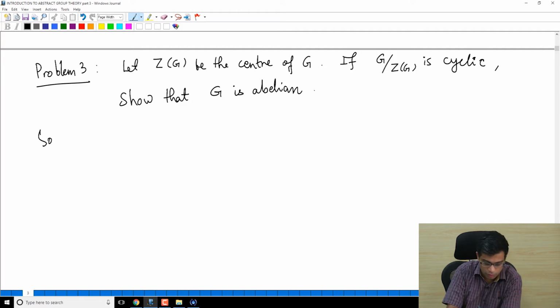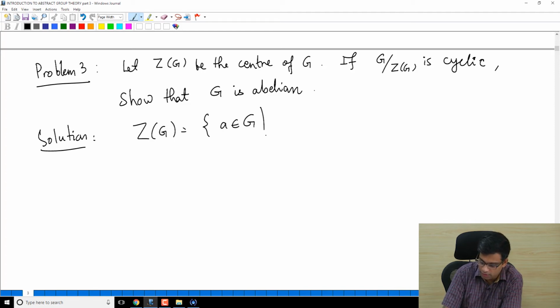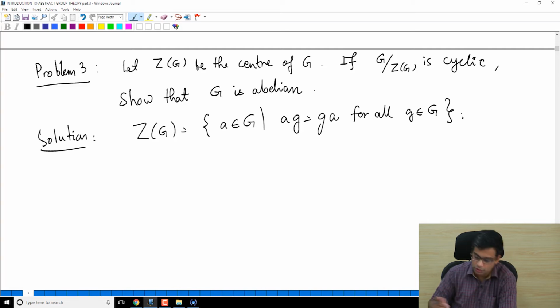So in order to first solve the problem, let's first recall what the center is. Remember, ZG is all elements A in G which commute with everything else in G. So A in G such that AG equals GA for all G in G. So this is the center. Now we are assuming that G mod ZG is cyclic and we want to show G is abelian.